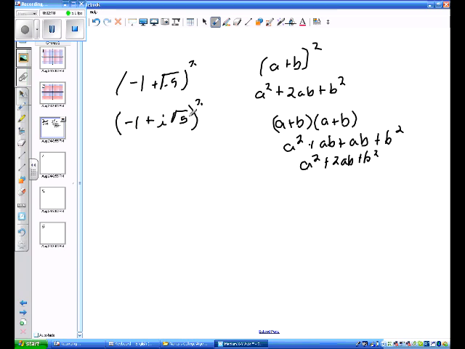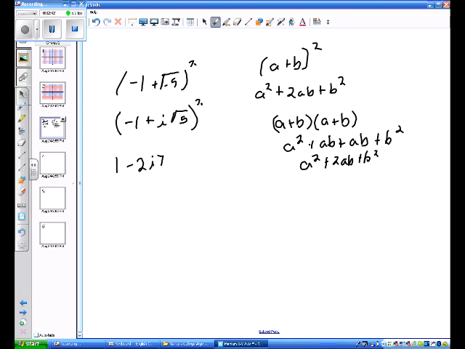If we start out by using the pattern for squaring a binomial, we're going to square the first term. Well, negative 1 squared is 1. Then we want twice the product of the two terms. Well, the product of the terms is negative 1 times i square root of 5. So we want twice that, so we would want negative 2i square root of 5.